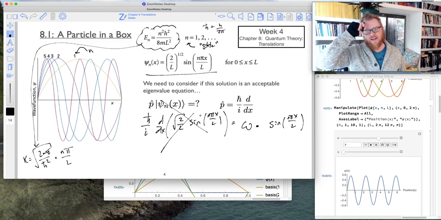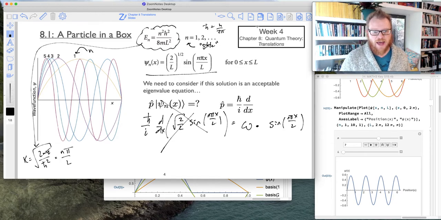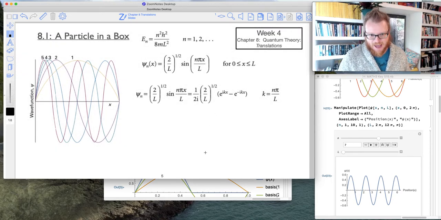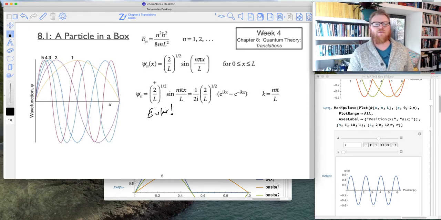Is it a problem that we can correct? The short answer to that is yes. And we can correct this problem by using the Euler relations. So if we reimagine this wave function that we've come up with, the wave function for our particle in a box, I can rewrite sine as the following: 1 over 2i times that normalization constant times e to the ikx minus e to the negative ikx.